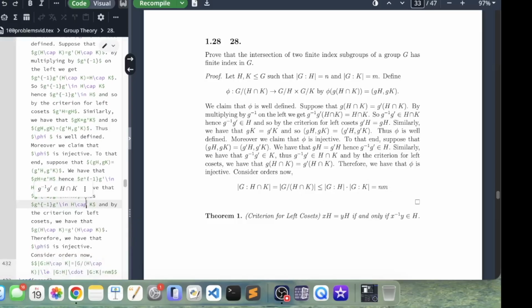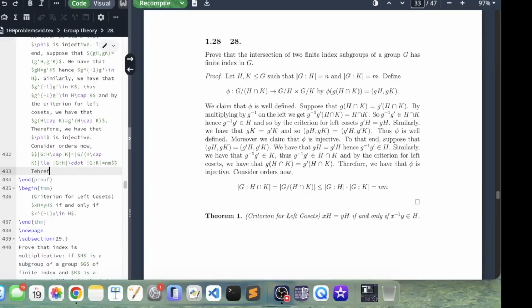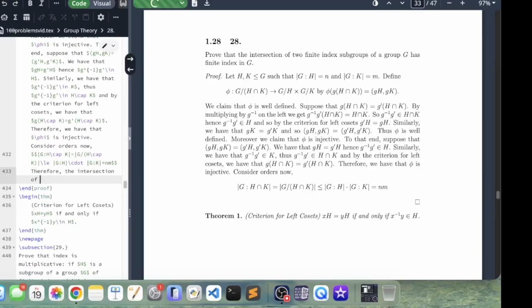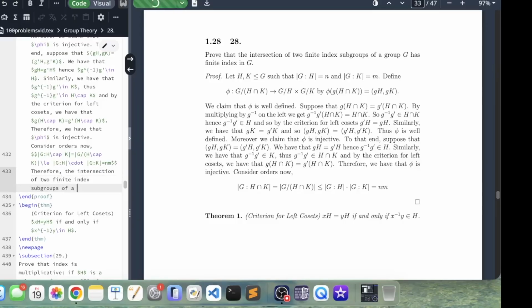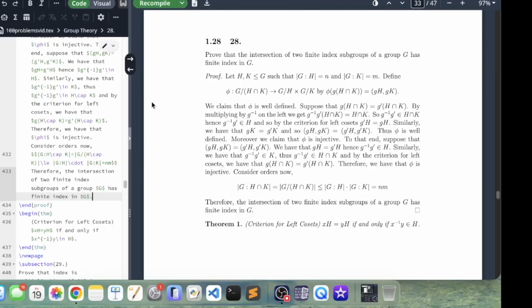So let's just spell that out. Therefore, the intersection of two finite index subgroups of a group G has finite index in G. And we are finished with 28.